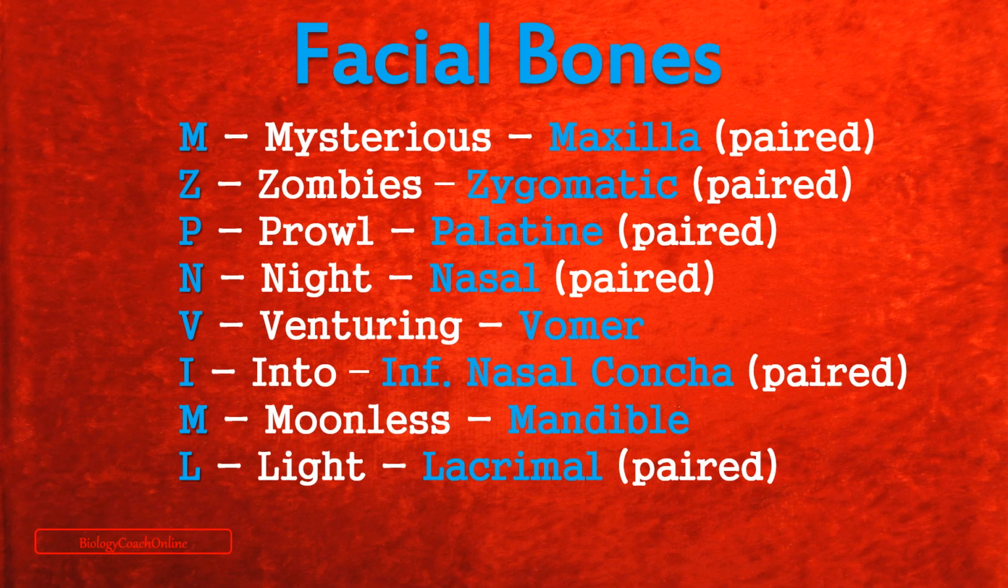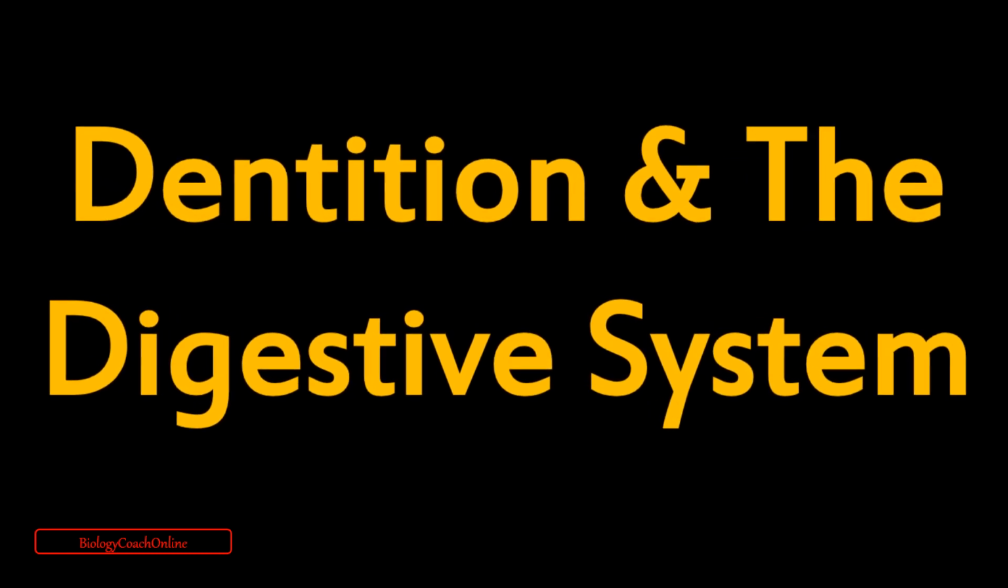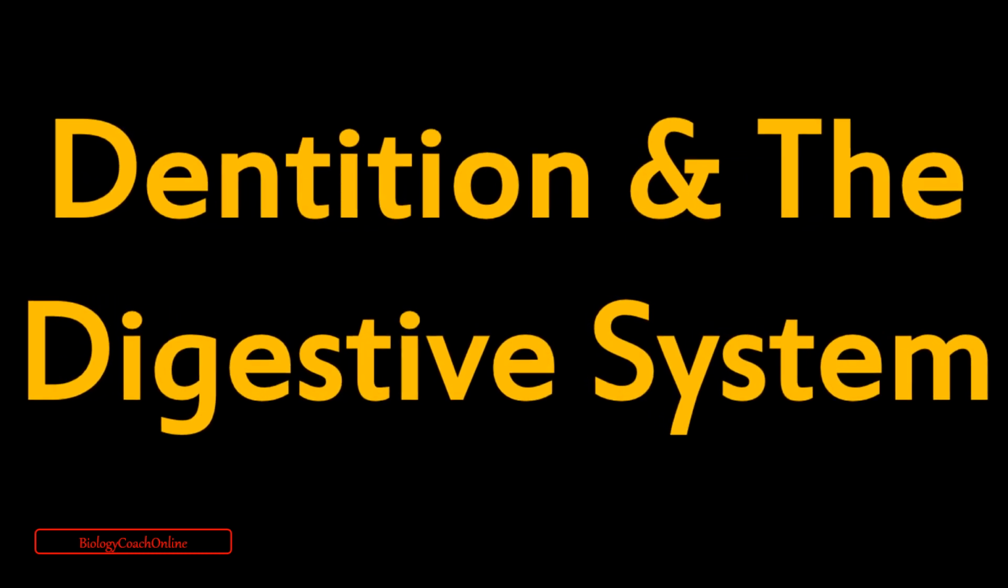So in our next lecture, we will take a look at the dentition, or the teeth, and differentiate the various types of teeth. And finally, we will examine the role of the skeletal system as it relates to digestion.